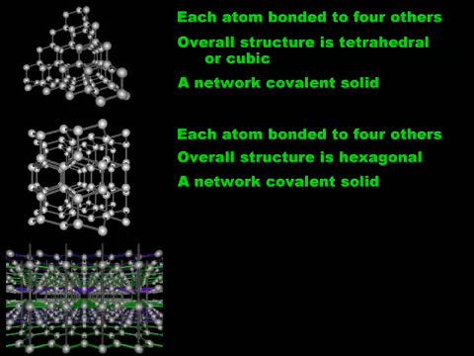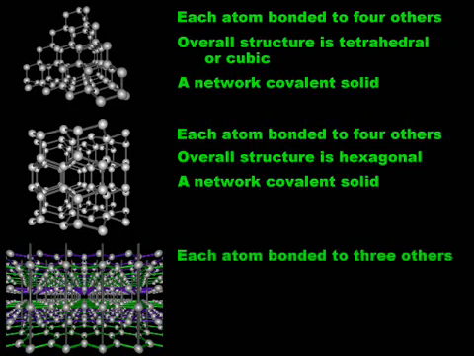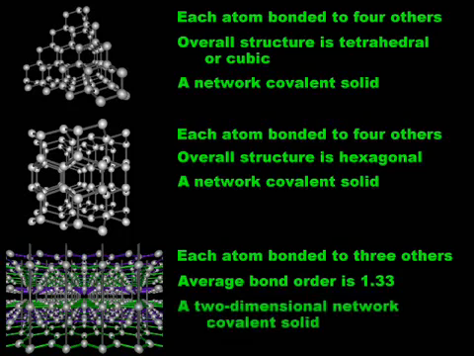Graphite consists of infinite 2-dimensional layers of carbon atoms bonded into flat 6-membered rings. Each carbon atom is bonded to 3 others by 2 single bonds and 1 double bond, giving an average bond order of 1.33. There is no chemical bonding between these layers, and graphite is said to be a 2-dimensional network covalent solid.